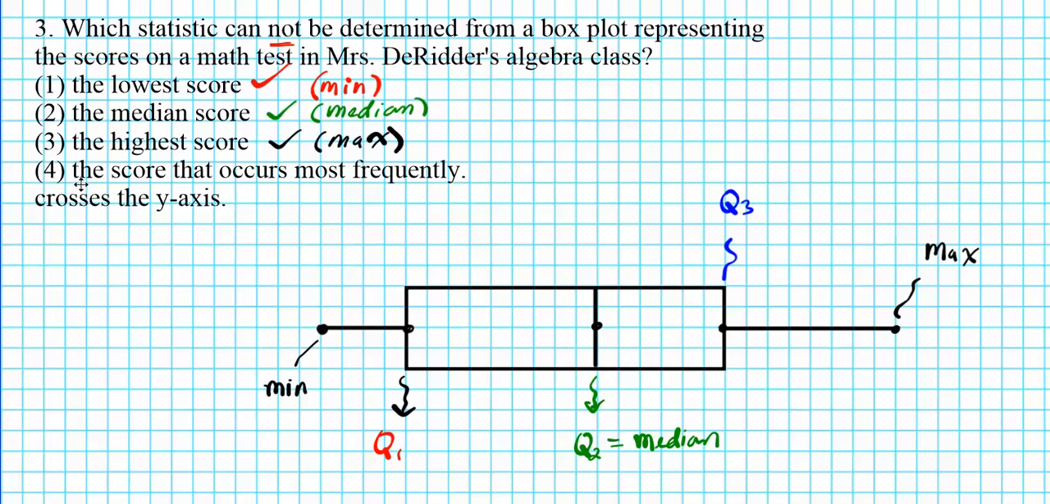But let's consider what it is. It says the score that occurs most frequently. Let's take that out. Okay, so what occurs most frequently? All right, so this graph does not show us what occurs most frequently. Okay, so the correct answer is option number 4.